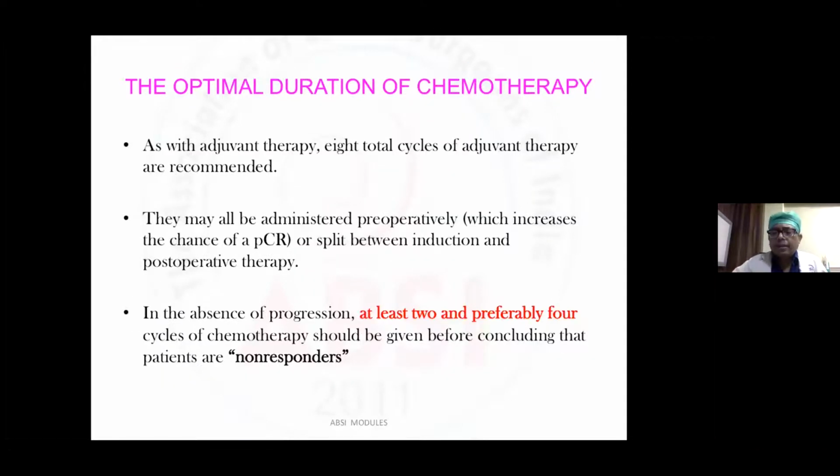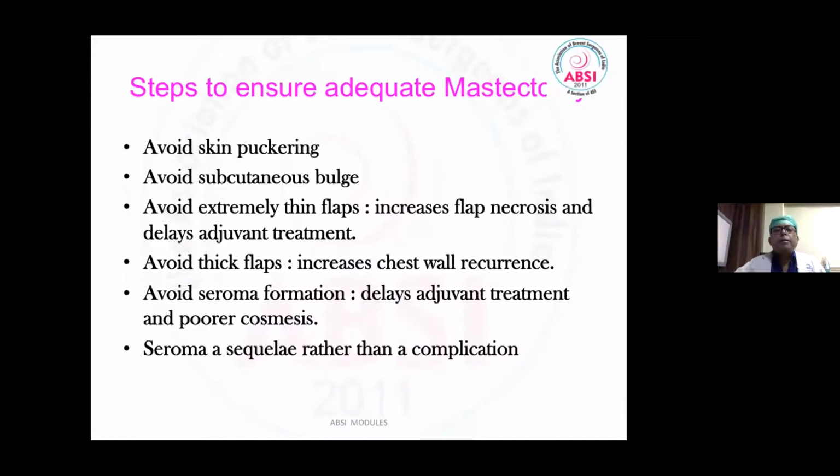Now, what are the steps that you take for adequate mastectomy? Avoid skin puckering, avoid subcutaneous bulge. If you take too much skin, it becomes a skin closure under tension. If you keep too much skin, it becomes a bulge and looks like an inadequate mastectomy.